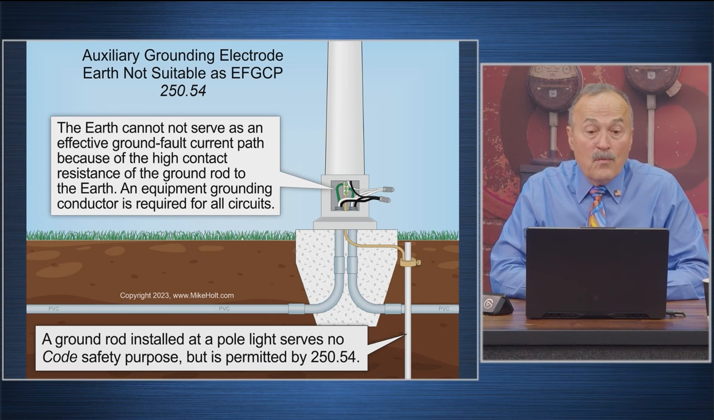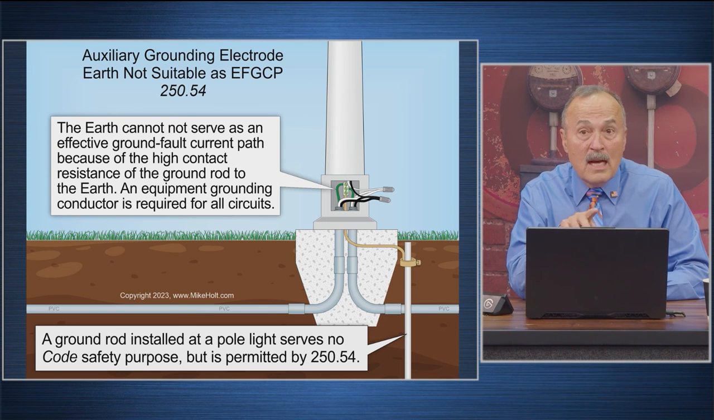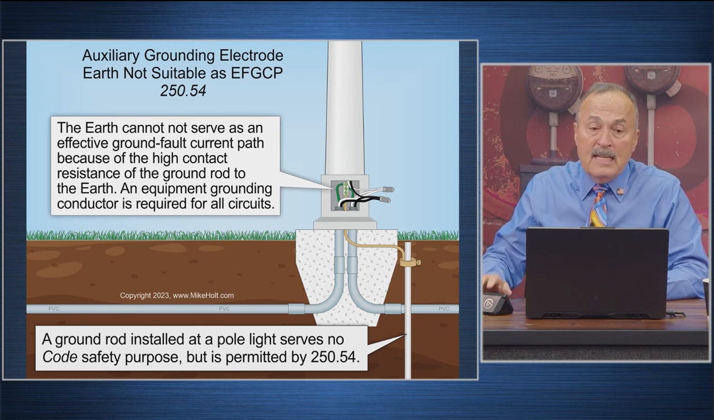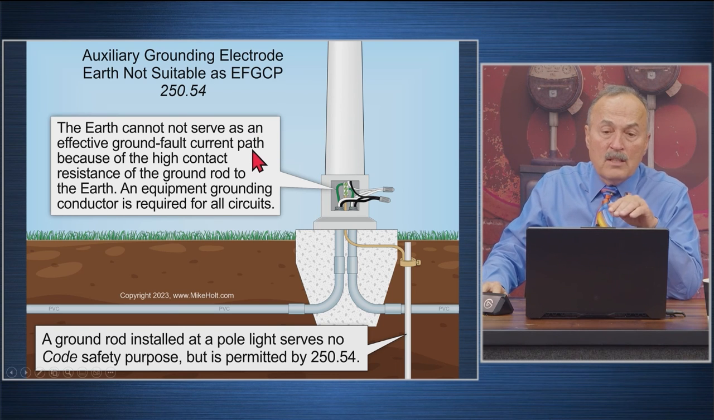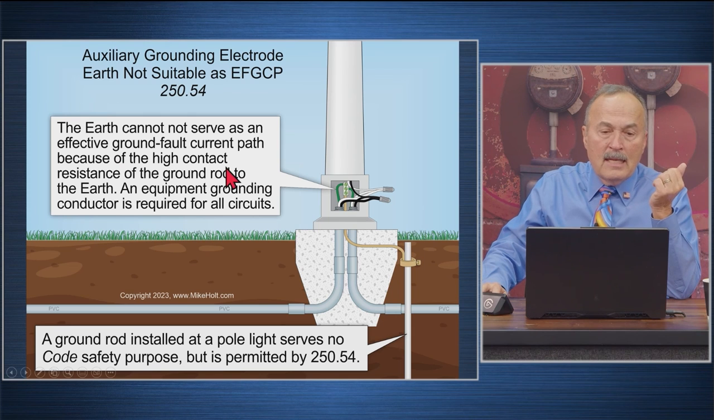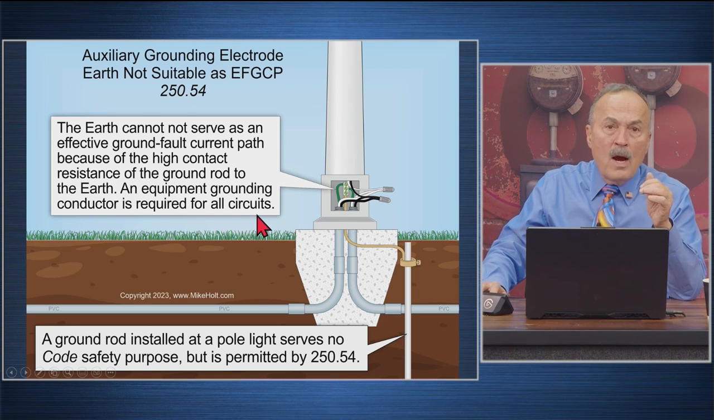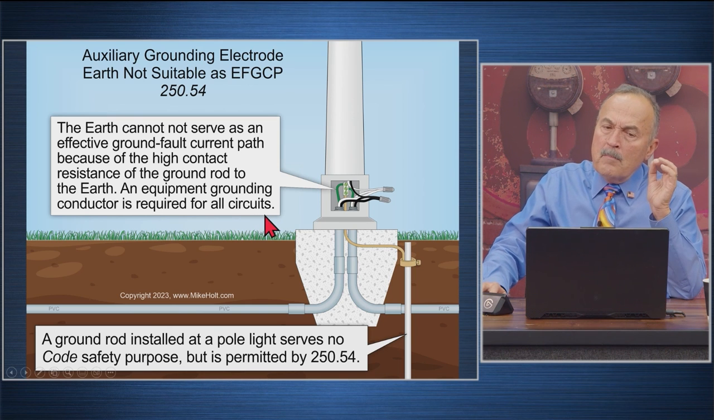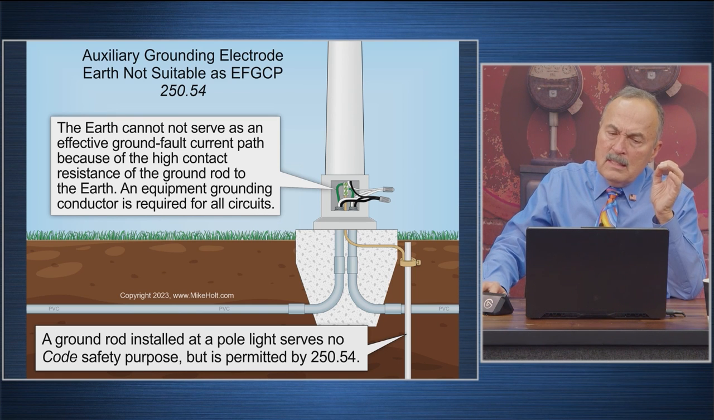Now, 250.54 says this, and you know, I actually didn't realize it said this until, I'm going to say this year. And I don't know when it came into the code. It's probably been there for longer than I realize. It says the earth cannot serve as an effective ground fault current path, but it doesn't say it this way. Because of the high contact resistance of the ground rod to the earth. An equipment grounding conductor is required for all circuits. So, Mario, read to me what this says.